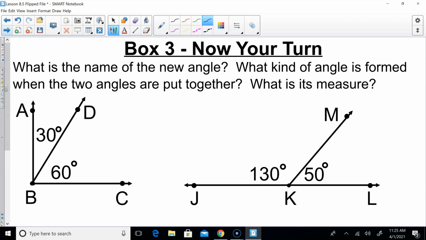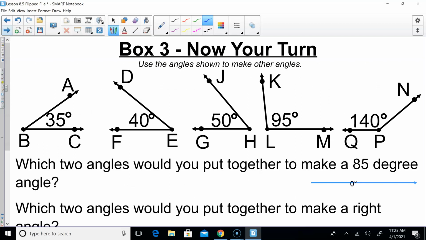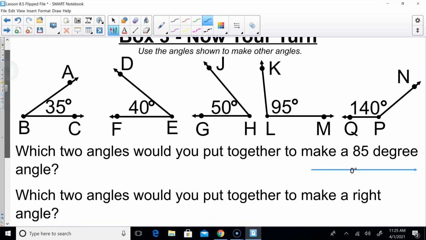And now it is your turn. So draw a big line on your piece of paper, label it box 3, now your turn. And I like to draw out those things, so draw those angles and answer the questions that go with them, as in what's the name of it, what kind of angle is formed when we put them together, and what's the measurement. And you have your own questions to answer right now. It says, which angles could you put together to make an 85-degree angle? And which two angles could you put together to make a right angle? Good luck.